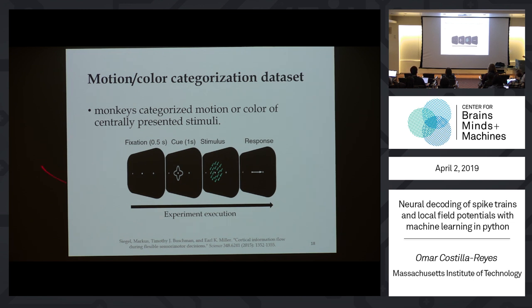We're going to go over this from the entire notebook that I have for this tutorial, if you really need to understand this. First, the fixation lasts about 0.5 seconds, right? The monkey just needs to fixate at the center of the screen. Then a cue is shown after this fixation, and the cue indicates that the monkey has to categorize either motion or color. Once the cue is shown, the stimulus is shown, and the monkey has 3 seconds to make a decision of whether it was a motion or color sample. So that's the entire experiment.